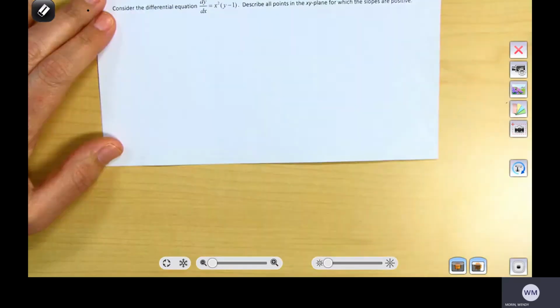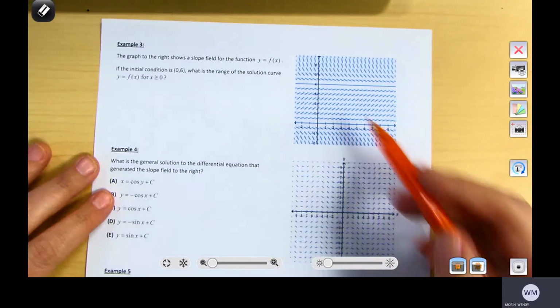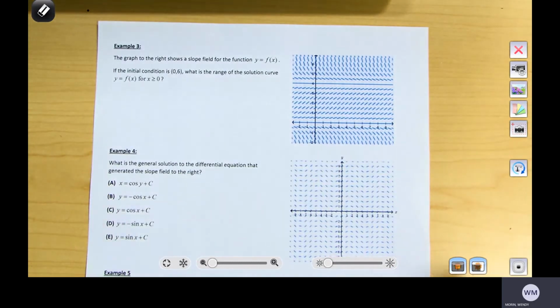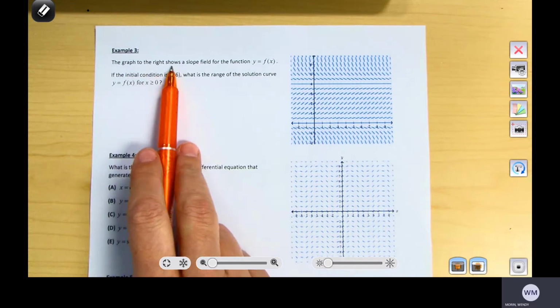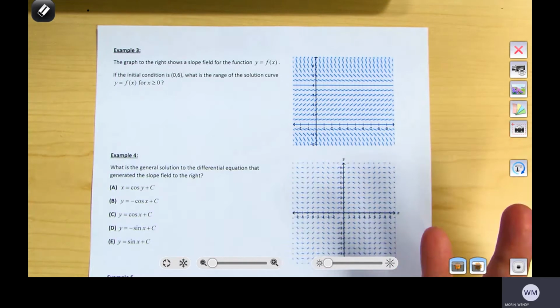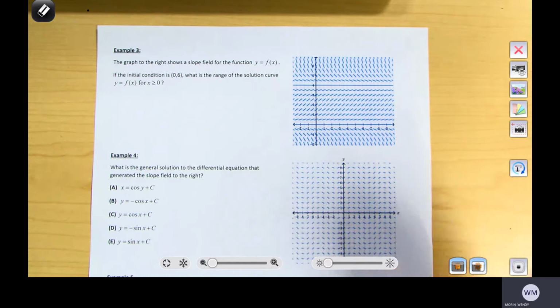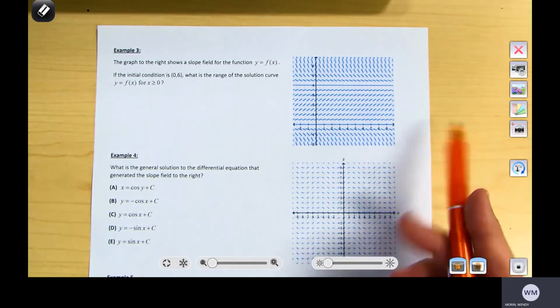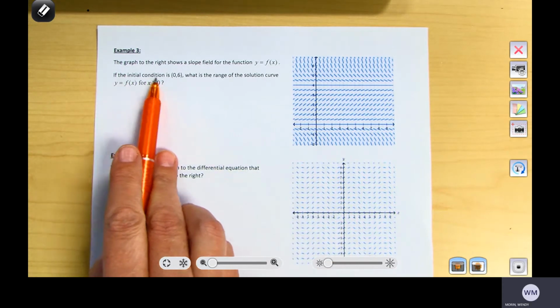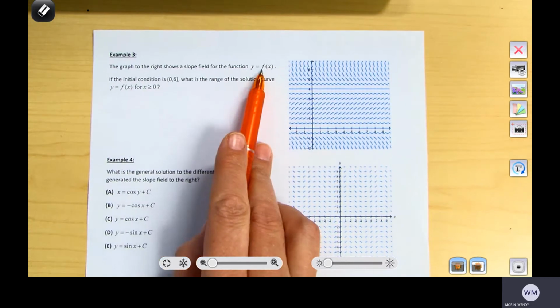All right, let's take a look at the next one. There's a bunch of mini tangents here, which looks kind of crazy, doesn't it? So what are we going to do here? It says the graph to the right shows a slope field of a function f of x. And again, we're trying to find what f of x is. That's our goal, to try to find the solution curve, something that satisfies our derivative. Let's see what else it says. It says if the initial condition is 0, 6, that means 0, 6 is actually on our solution curve.